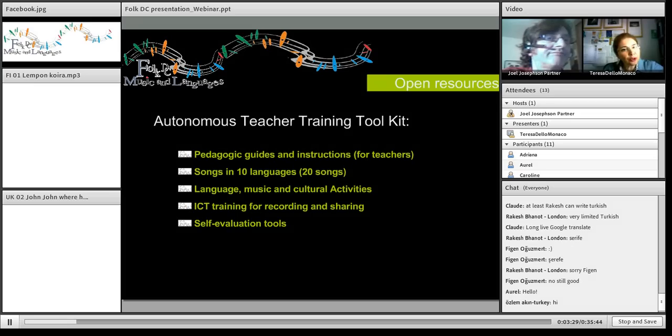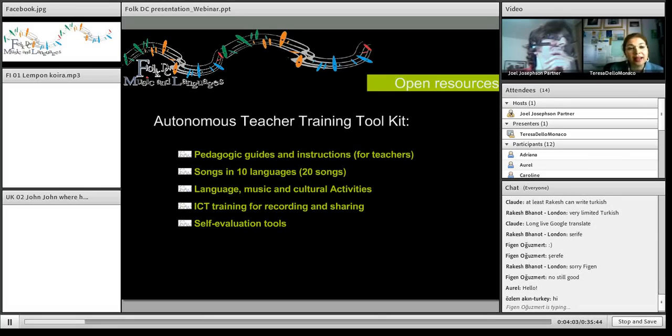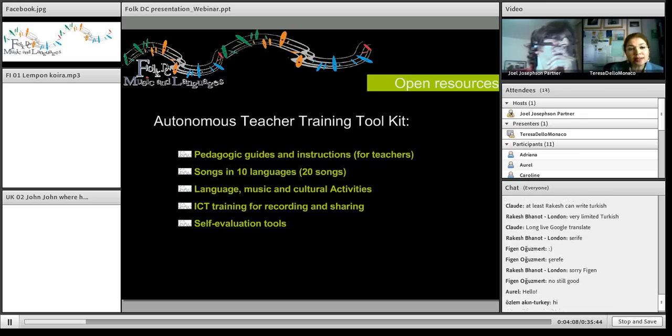Yes, indeed. The Autonomous Teacher Training Toolkit is one of the main products of our FolkDC project that we would like to share with all of you. It's about the use of songs to raise language and culture awareness in children, and the use of the songs is done through activities. The main set that we have in the teacher training toolkit is songs. There are 20 songs in 10 languages: Italian, English, Spanish, Portuguese, Turkish, Czech, Finnish, Swedish, Romanian, and Romani from the Roma area.